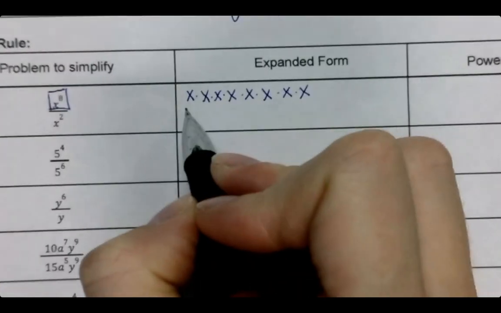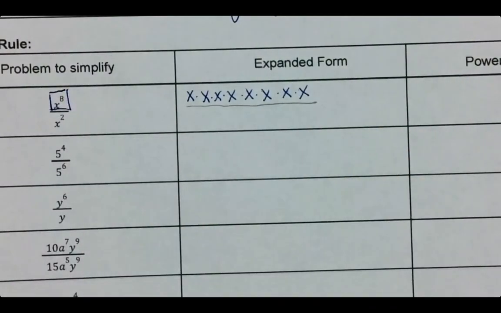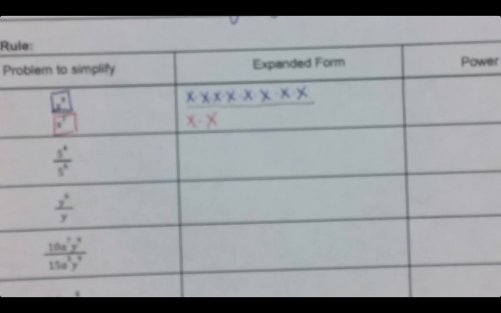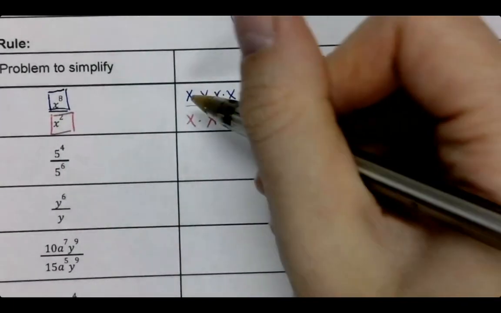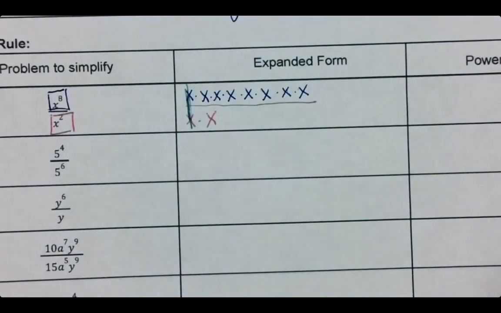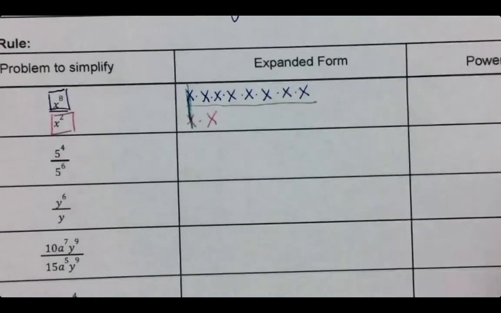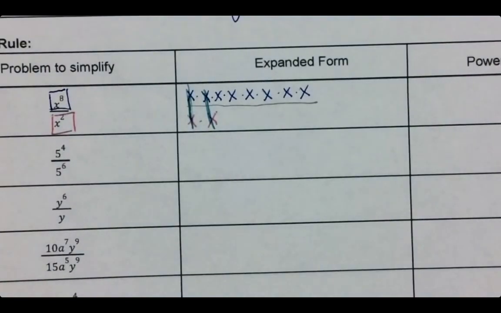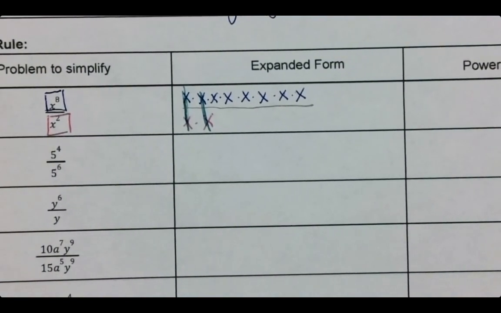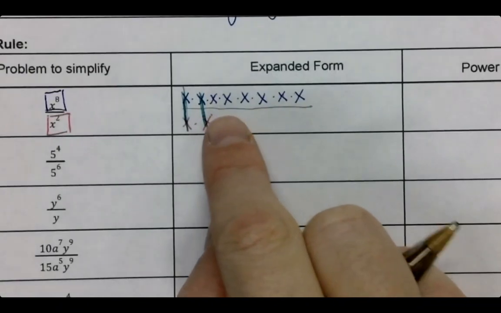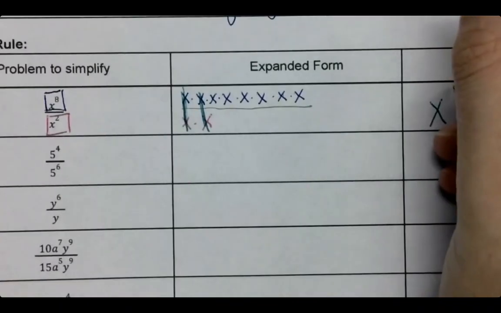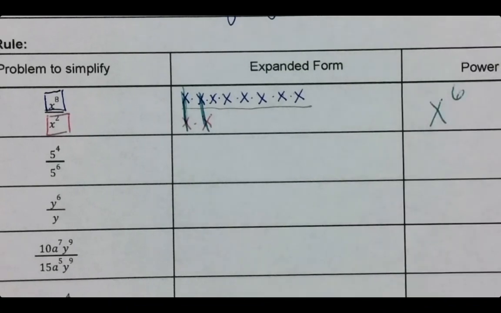Then on the bottom of that fraction, we're going to do the same thing. And this would be 2. So 1, 2. Then we look through and we say, okay, an x on top of an x makes a pair. So that makes a 1, right? X divided by x is just 1. Then you look and go, okay, how many x's are left? 1, 2, 3, 4, 5, 6. And they are on top. So that is x to the 6th power.